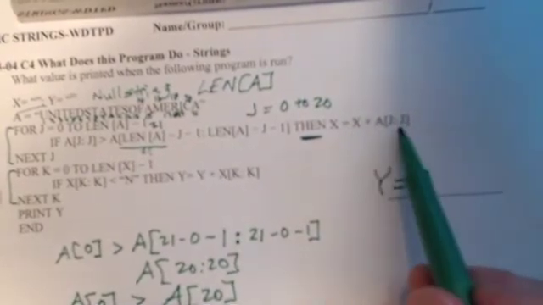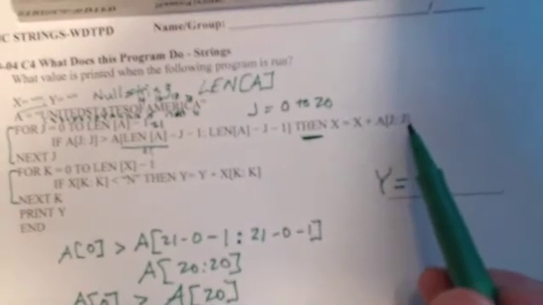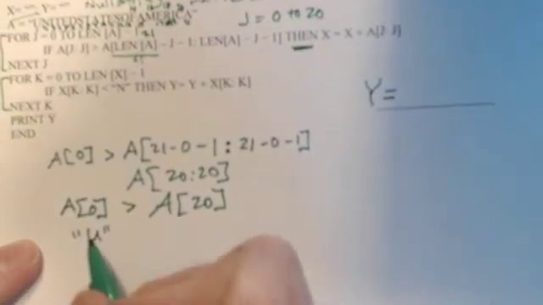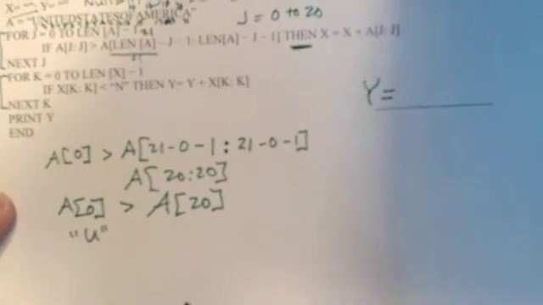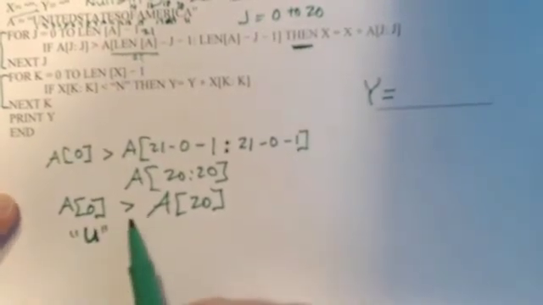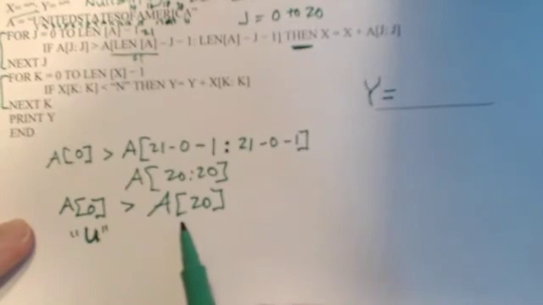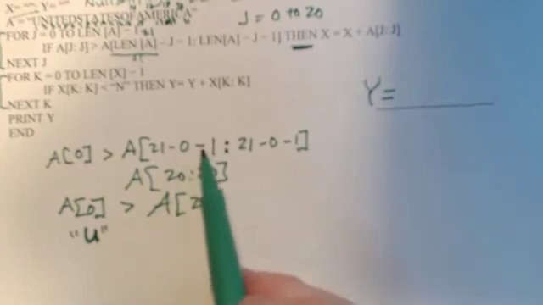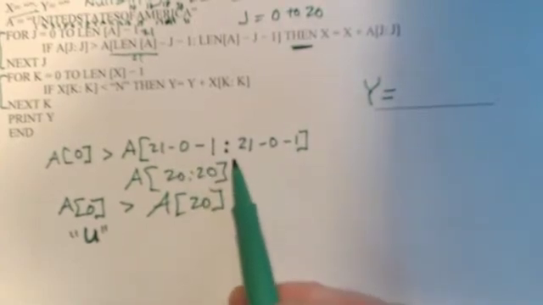Well, let's figure out what A sub JJ is. J was 0, so it's the very first character of the string. So this is a U. You see that? Let's move up. That's a U. All right. It's supposed to be a U. Okay. And the 20th, is it really the 20th? Shouldn't it be the 21st? 21 minus 0 minus 1. So it's 20. Why not 20 instead of 21?